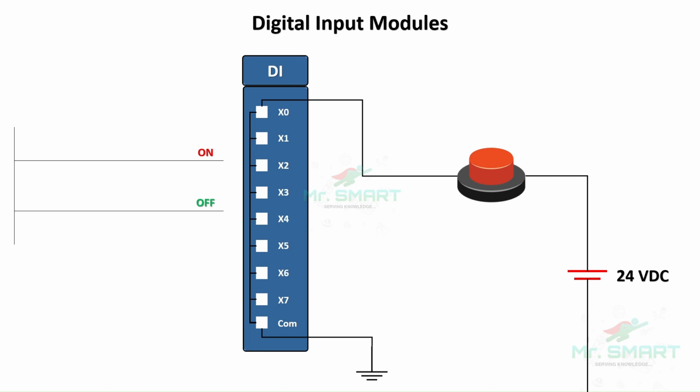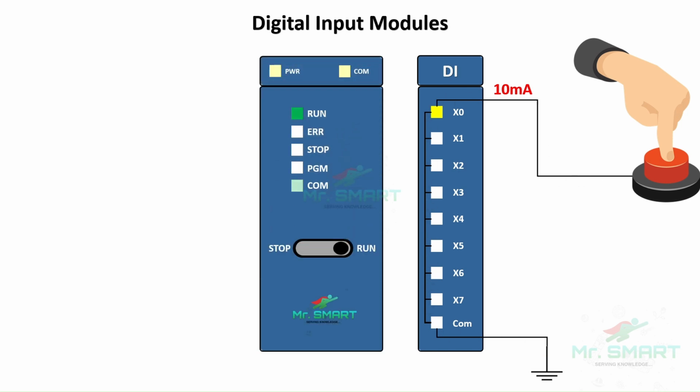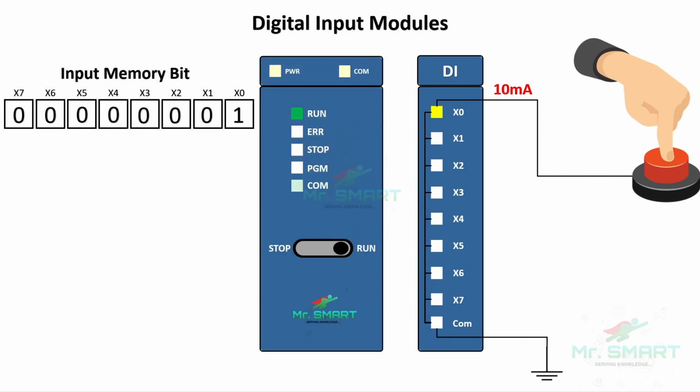What happens when the switch is pressed? Due to the potential difference, a small current, generally in milliamperes, is generated and it starts flowing through the input port connected in the circuit. The input port detects this constant current flow as on state, and it changes the value in the memory bit of the PLC to 1. This is how a digital input module detects the signal and processes it.